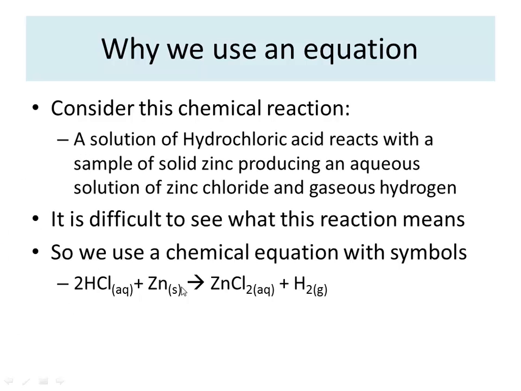This chemical equation uses symbols and numbers to show what happens. This is another way of saying the same thing, but in chemical reaction format: 2HCl aqueous plus Zn solid, arrow, ZnCl2 aqueous plus H2 gas. So that translates into hydrochloric acid solution reacts with solid zinc, forming or yields zinc chloride solution and hydrogen.